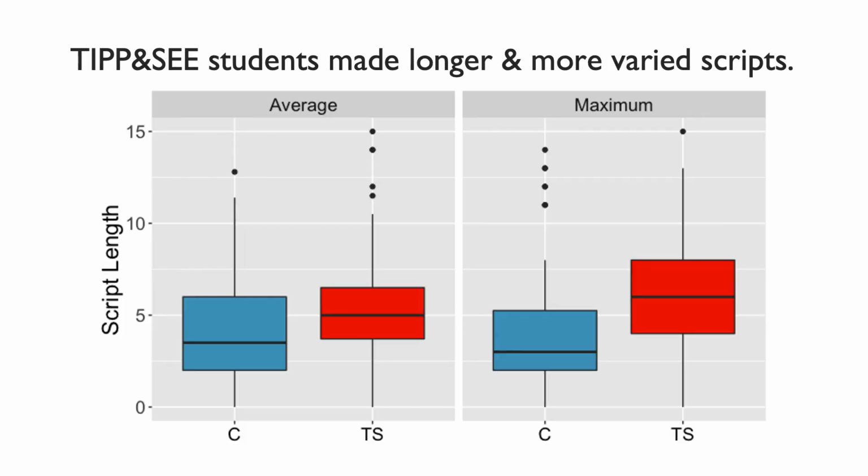On this graph, we have the distributions of the average and maximum script length for each student's 5-block challenge, with the control students on the left and the TIPP SEE students on the right. We found that TIPP SEE students created longer scripts on average and had a higher maximum script length, though the maximum script length difference was not statistically significant.